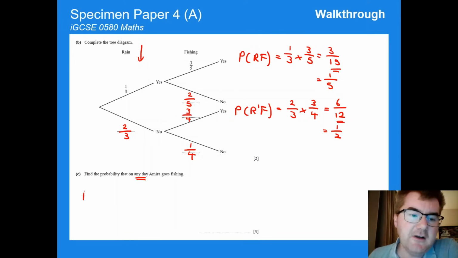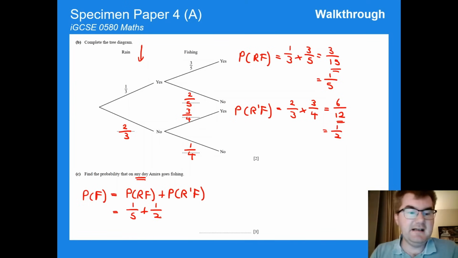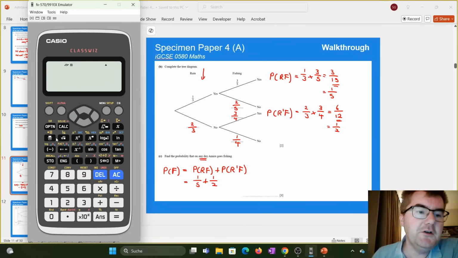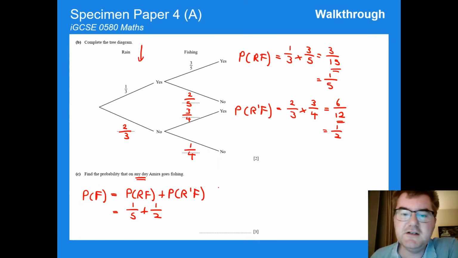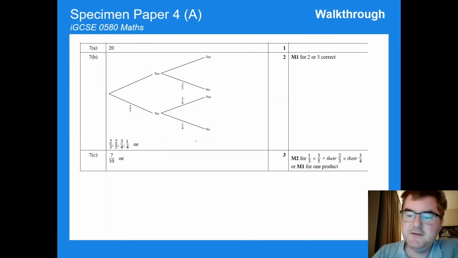If we want to work out the probability of just fishing, then we add these answers together. So the probability of rain and fishing plus the probability of not rain and fishing is equal to 1/5 plus 1/2. Again, you could use your calculator here. Just because it is a non-calculator paper doesn't mean you shouldn't use the calculator when you want to. So 1/5 plus 1/2, you can do it pretty quick in the calculator. It'll work it out straight away as 7/10, which gives us all 3 marks for this question.